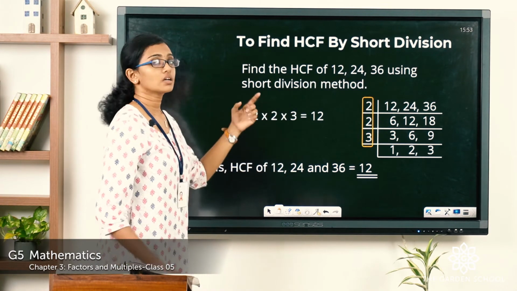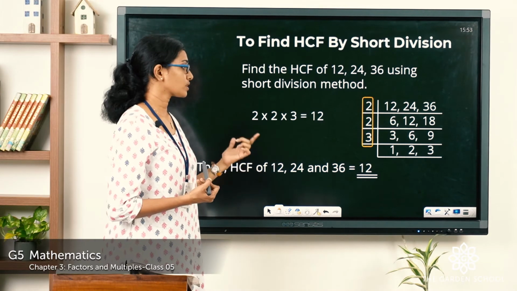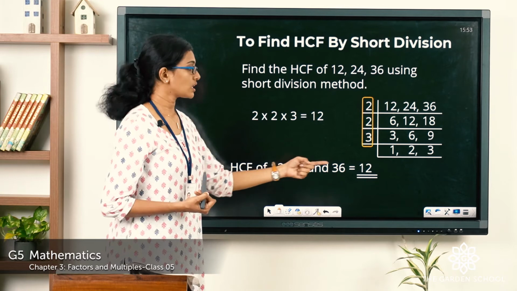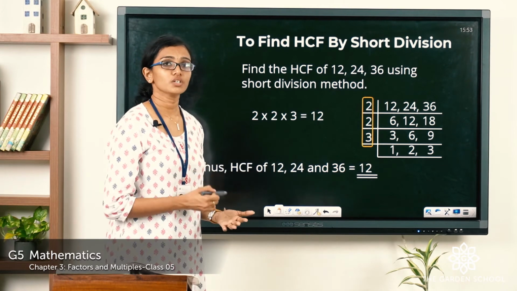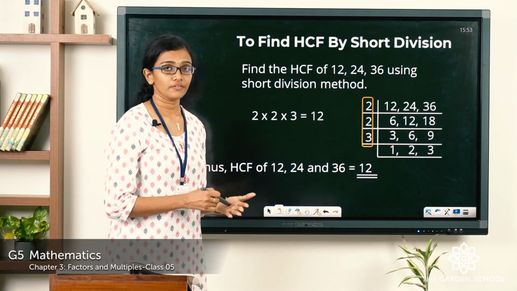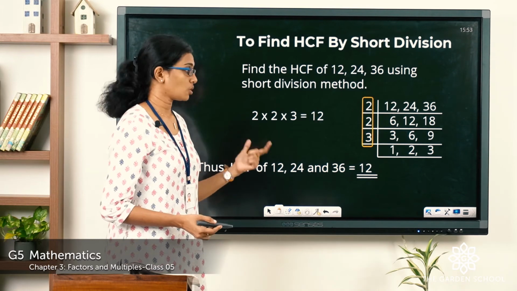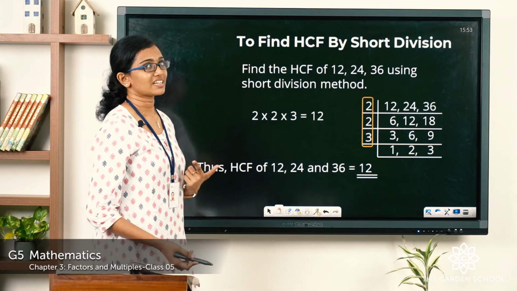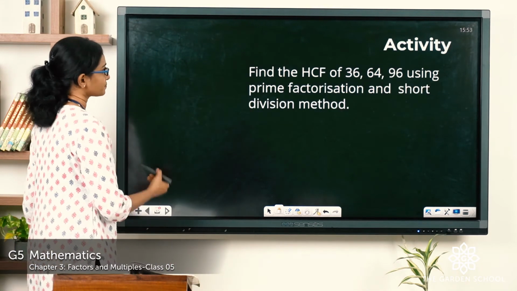Did you notice, earlier when we found out the HCF using the prime factorization method, the HCF was 12, and here also the HCF is 12. So, the HCF remains the same no matter which method you are using to find out the highest common factor. So, I hope this is clear to you.